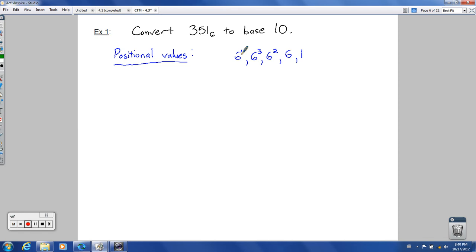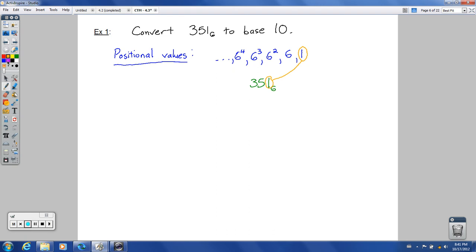So what's going to match up with what? Let me write, I'll go with green, 351 base 6. Well, what matches up with what here? The 1 is going to match up with this one right here. And the 5, that's in the second place, is going to match up with the 6 right here. So in a sense, it's the 1's place, and then the 6's place, and then we have the 6 squared place comes next. So that matches up with the 3.